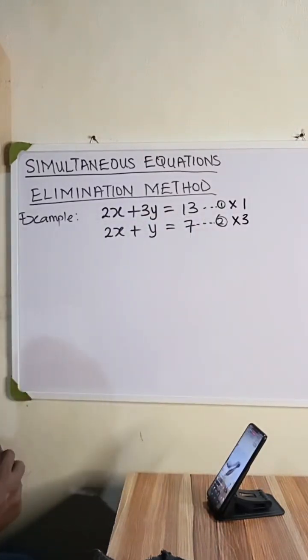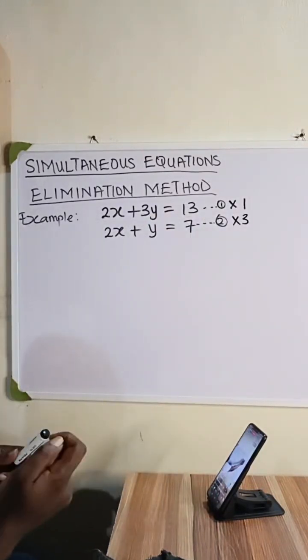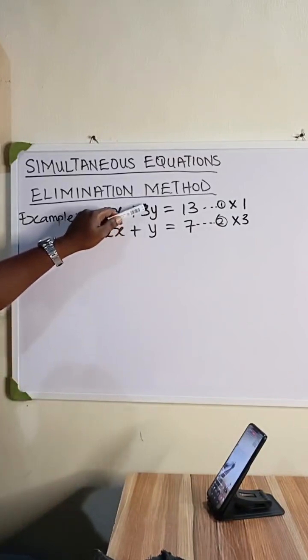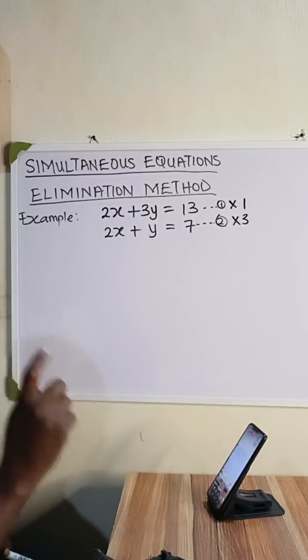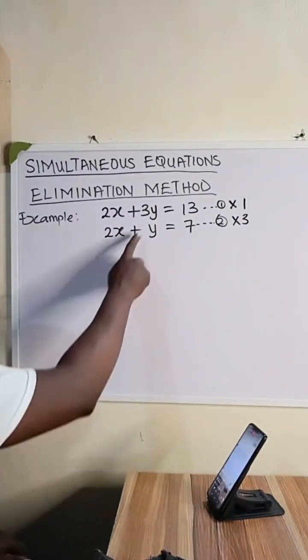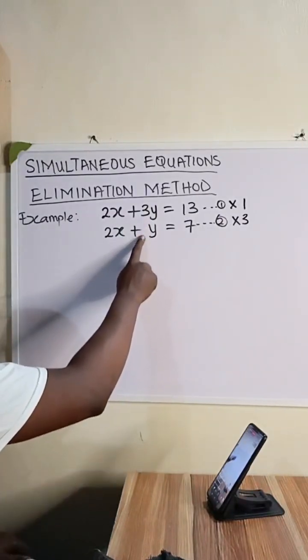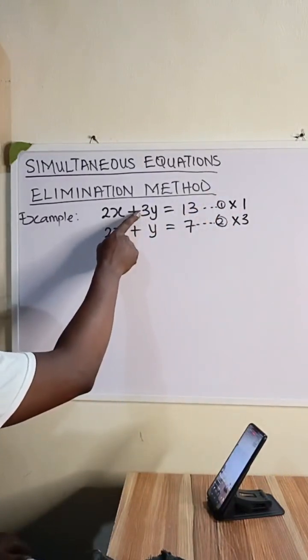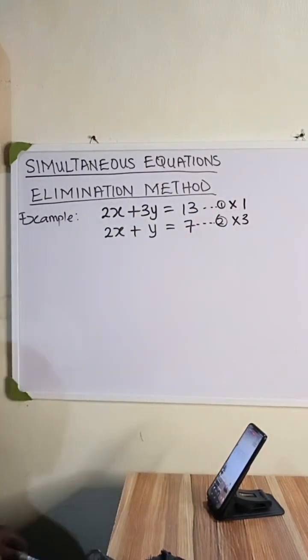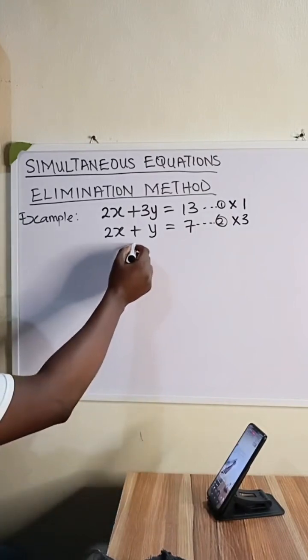So what are we trying to achieve? For those that are just joining us, we are trying to ensure that the number we have in front of y are the same. That's our target. And for us to achieve that, the coefficient of y here is going to be used to multiply equation 1, and the coefficient of y in equation 1 is going to be used to multiply equation 2. So let's see what will happen when we do that.